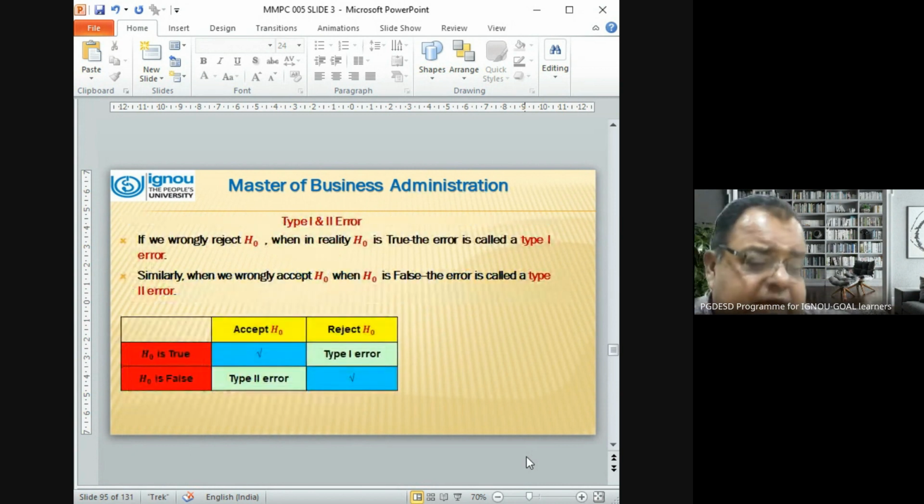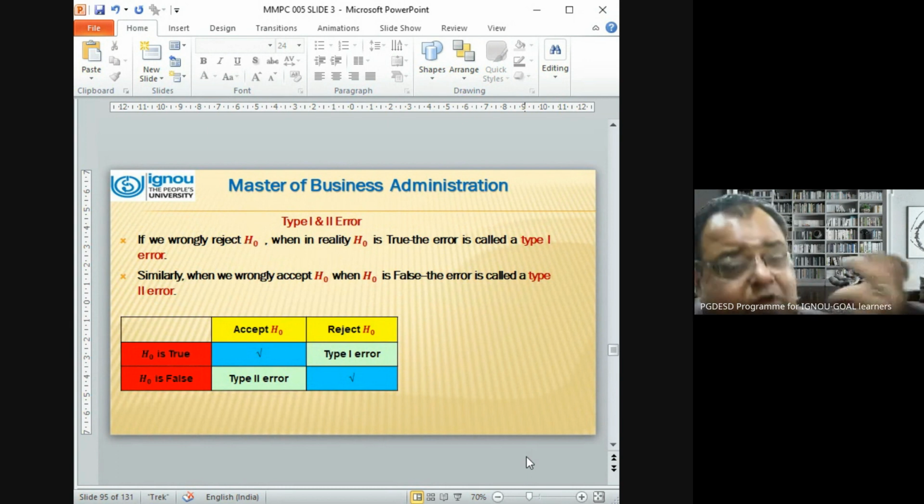There are two types of error which normally occur. Now, how does that error occur and what does that mean? And if the error has been made in the judgment, then how will it affect the organization? This we will see. If we wrongly reject H naught when in reality H naught is true, the error is called type 1 error. Similarly, when we wrongly accept H naught when H naught is false, this is known as type 2 error.